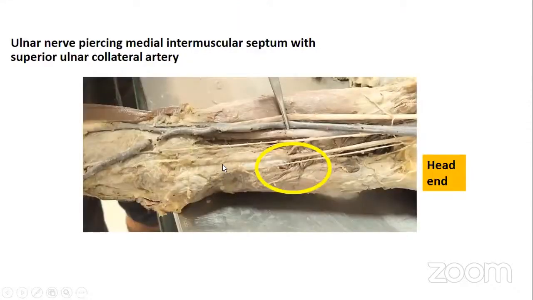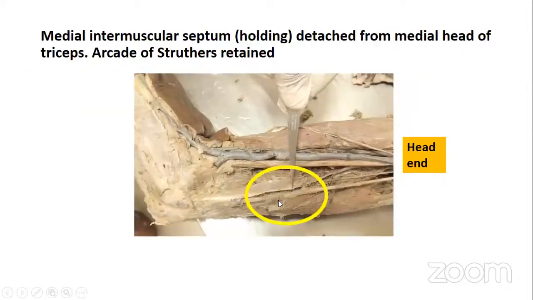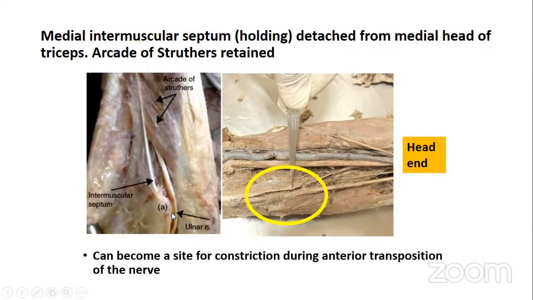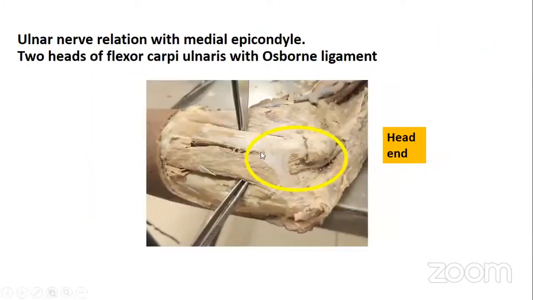Okay. This is a dissection in our own cadaveric lab, where you see the nerve is piercing the intermuscular septum at this point. There's a superior collateral artery there. And then if you remove this, this is where the arcade of Struthers is coming in. I've just ticked off the intermuscular septum. This is from a textbook. This is the arcade of Struthers. This is the medial intermuscular septum, and this is where the ulnar nerve comes, behind the medial epicondyle. And then in the cubital tunnel, this is Osborne's ligament, and these are the two heads of the FCU where the nerve enters into the forearm.